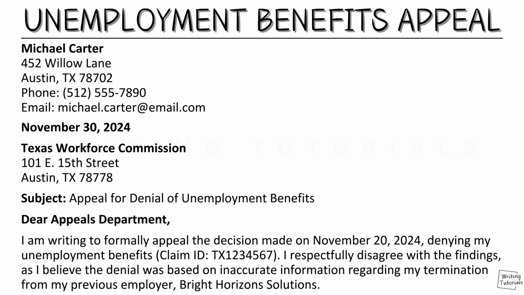This paragraph is all about setting the stage. Notice how Michael includes: 1. Date of the denial decision, November 20th, 2024. 2. Claim ID number, TX 1234567. 3. Reason for disagreement: inaccurate information about his termination. When writing your own letter, be concise but detailed enough to clearly communicate what decision you're appealing and why.